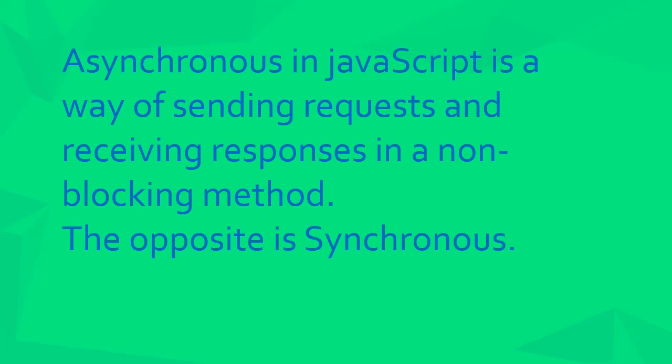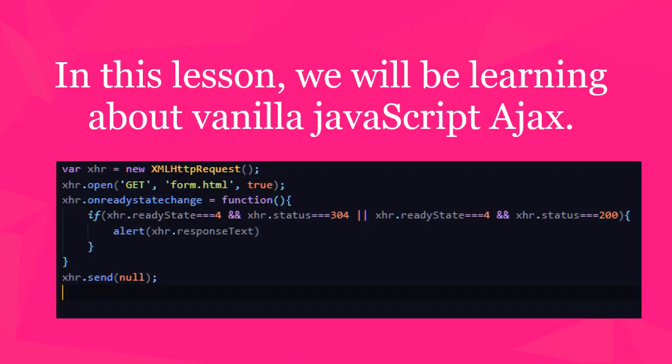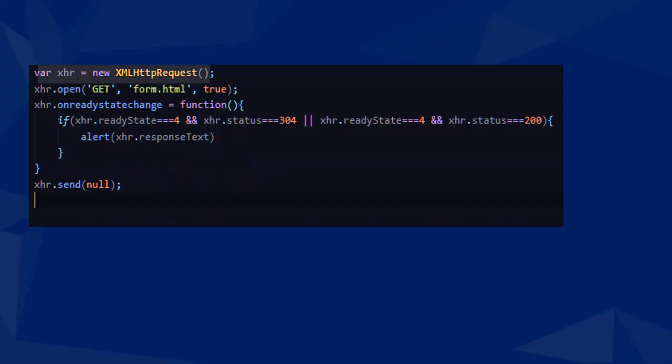The opposite is synchronous. In this lesson, we will be learning about vanilla JavaScript Ajax. And what is vanilla JavaScript? This is just the simple JavaScript that you've been writing. That is what we call vanilla JavaScript. Yeah, that simple JavaScript that you know, without some other flavors like jQuery. That's what we call vanilla JavaScript.